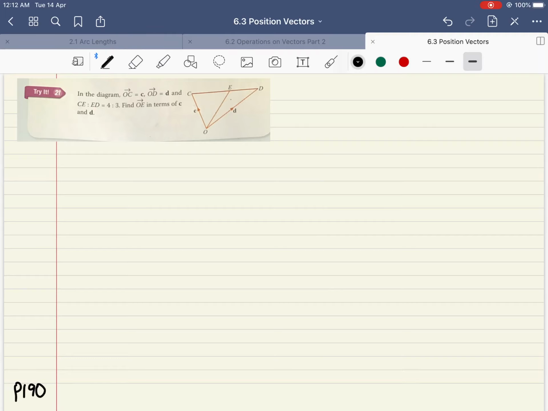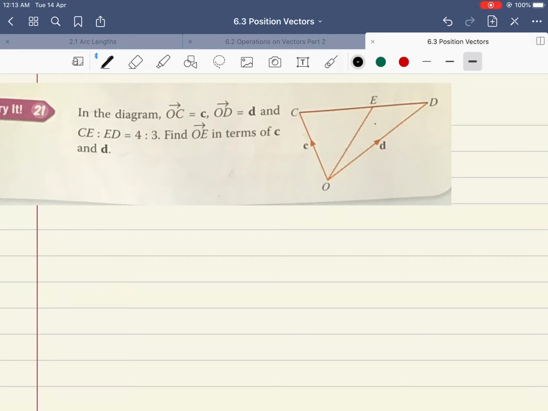Still on page 190, we are at Try It 21. So they say find OE in terms of C. So what we can do is this. Notice that we have a piece of information here, which is CE over ED equals 4:3. Now if you look at the diagram, CE is to ED 4:3. So in total, if CE is 4 units, ED is 3 units, in total this will be 7 units.